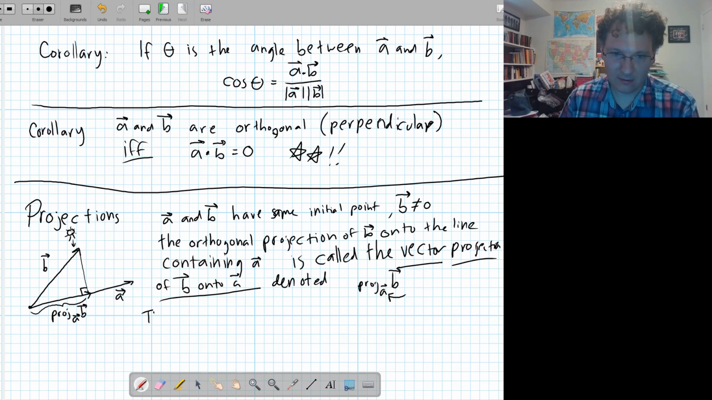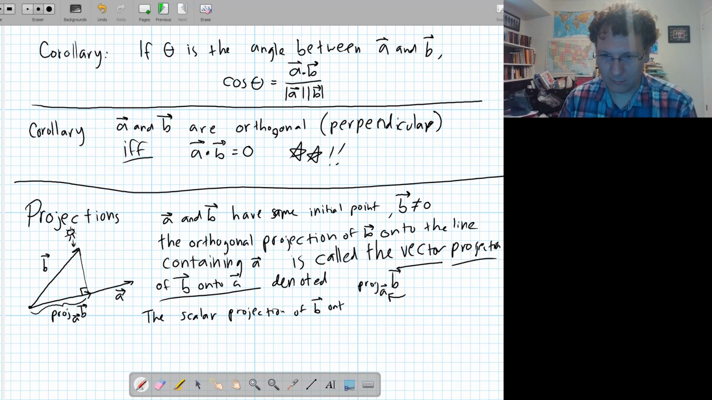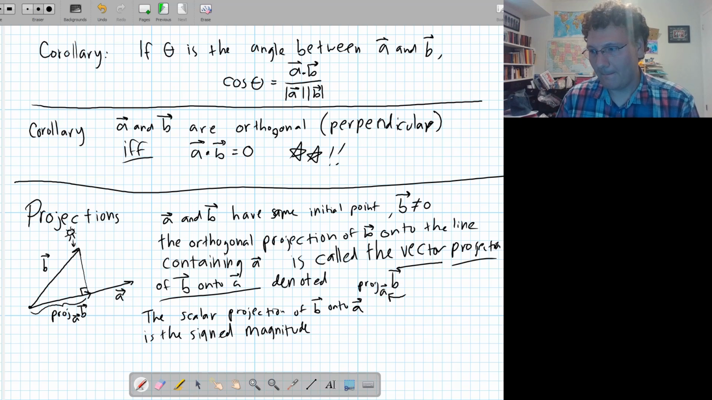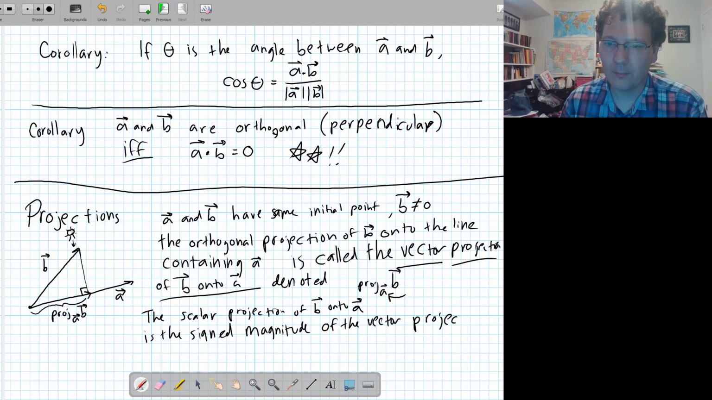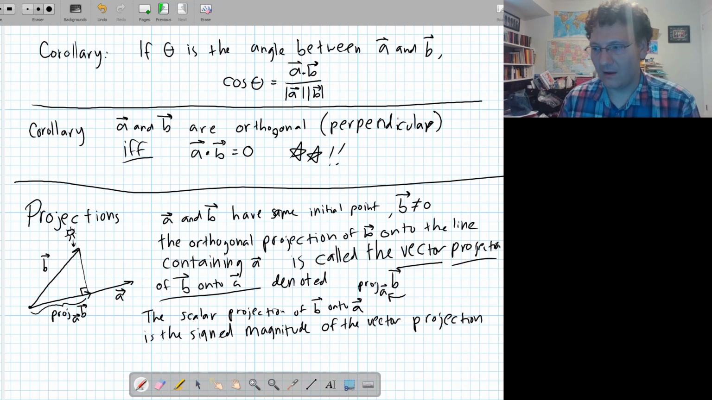Now the scalar projection of B onto A is the signed magnitude of the vector projection. And it is magnitude B cos theta.